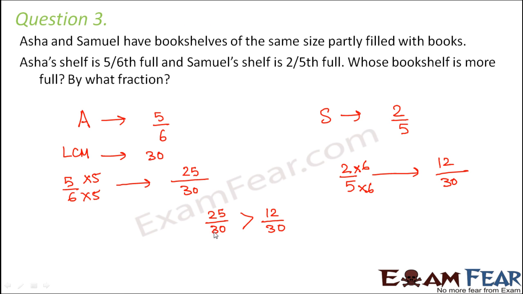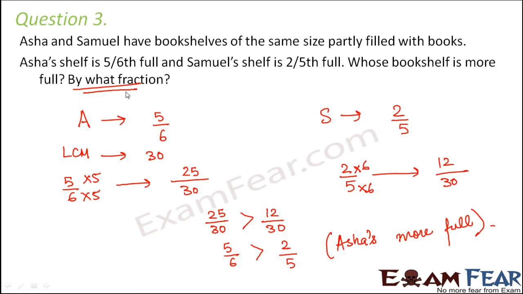So 25 by 30 is nothing but it is same as 5 by 6. So 5 by 6 is greater than 2 by 5. So whose shelf was 5/6 full? Asha's shelf. So therefore we can say that Asha's shelf is more full.